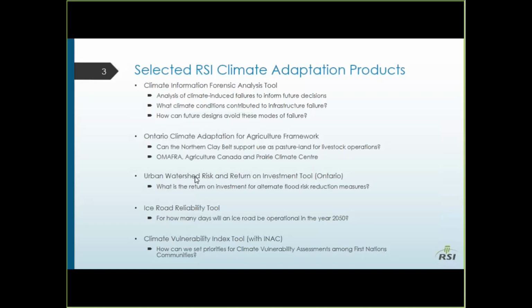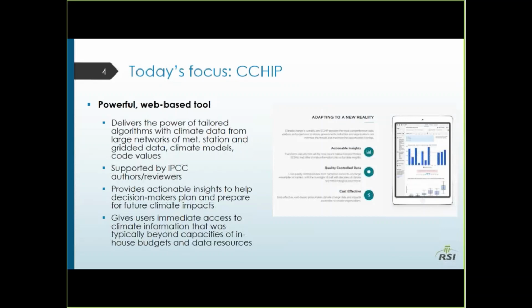We've done some work with the Ontario Ministry of Agriculture and other groups on an agricultural adaptation framework. For example, there are some studies of the northern clay belt. Can it support pasture land for livestock, even though it may not at this moment, maybe it would in 30 years? Questions like that. I'll skip over the rest of that slide. Norman will just go quickly ahead.